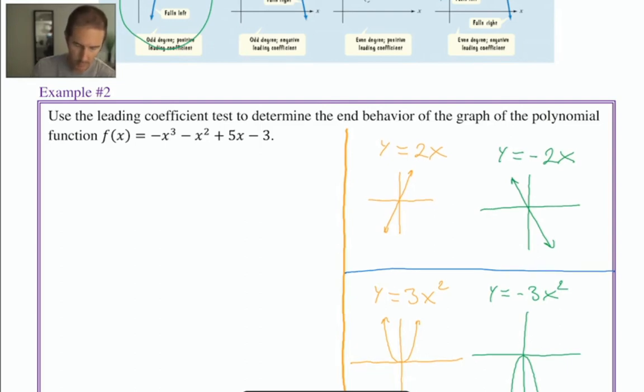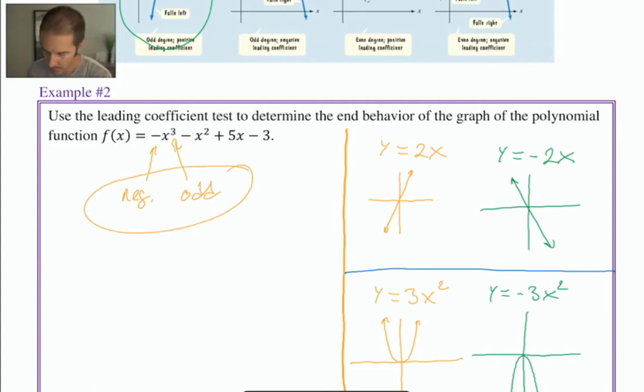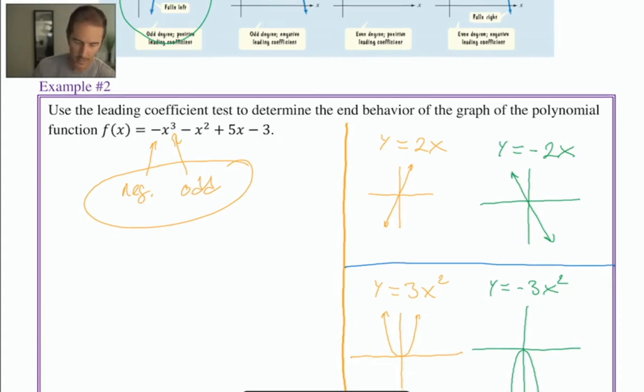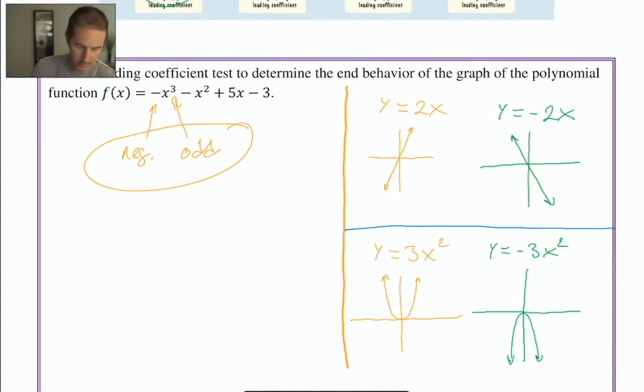Can't write with the eraser. There we go. Negative leading coefficient. Odd degree. Negative and odd. There it is. Negative leading coefficient, odd degree polynomial. Therefore, this function is going to exhibit the same end behavior, which is rises left and falls right.